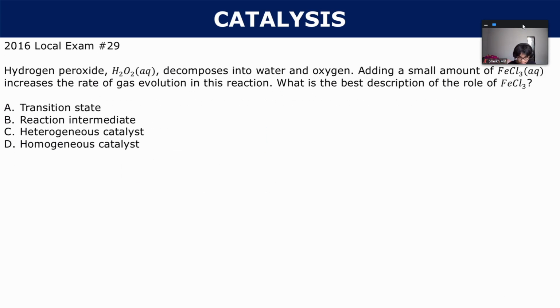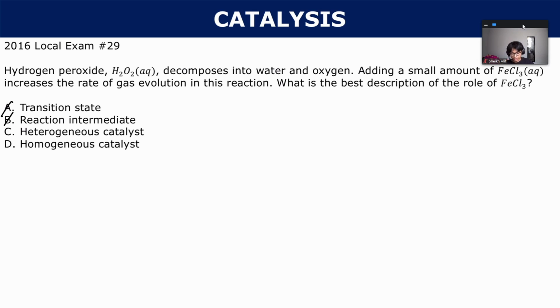Let's move on to our last problem, which says hydrogen peroxide decomposes into water and oxygen. Adding a small amount of FeCl3 increases the rate of gas evolution in this reaction. What is the best description of the role of FeCl3? Well, we've talked about this whole time, and since FeCl3 increases the rate of gas evolution, we know that it's going to be a catalyst. But you can kind of see how there's 2 answer choices that say catalyst, heterogeneous and homogeneous. And so which one would it be?